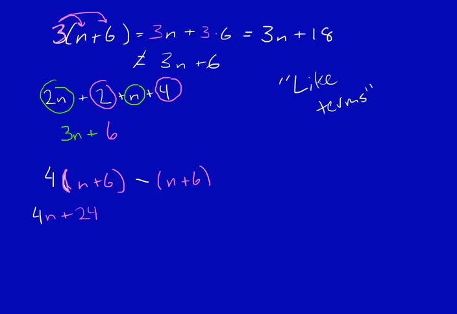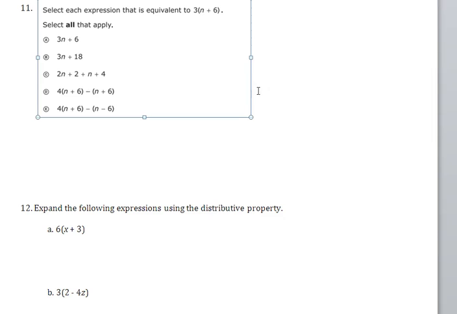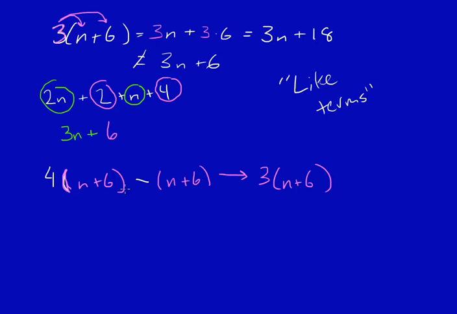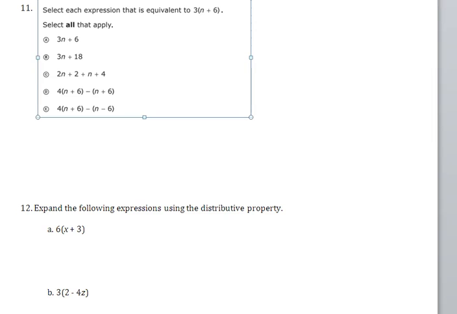So I'm just going to get rid of all these symbols here. Essentially what we have here is 4 groups of n plus 6 minus 1 group of n plus 6, which is going to leave us with 4 minus 1. These are like terms. 4 groups of n plus 6 minus 1 group of n plus 6 is going to equal 3 groups of n plus 6. And look at that. That is our original question, 3 times n plus 6. So you have 4 groups of n plus 6. You take away 1 group of n plus 6, and you're left with 3 groups of n plus 6. And so that would also be an answer. Again, that's another way to show it.